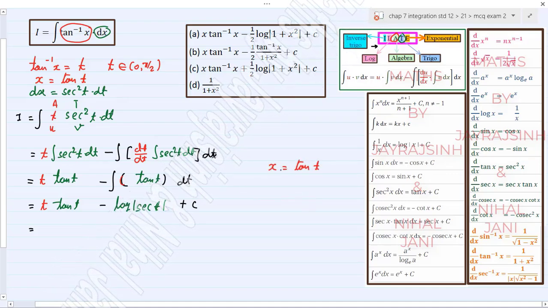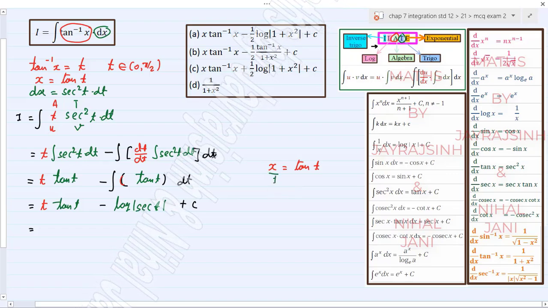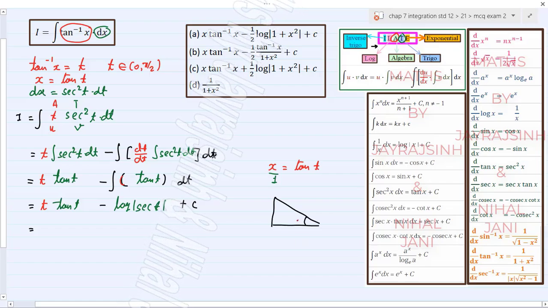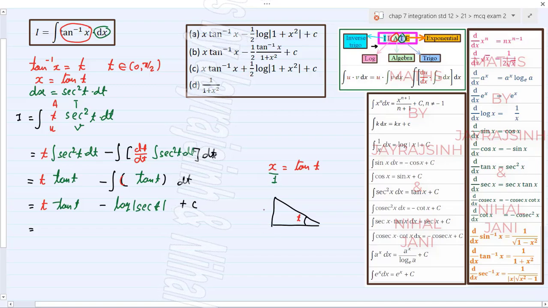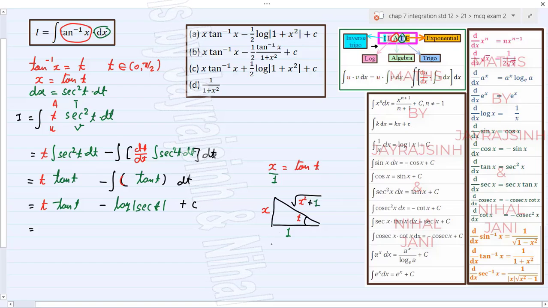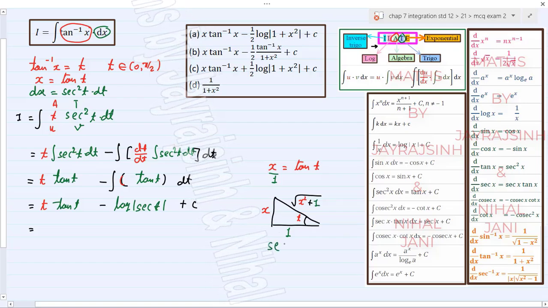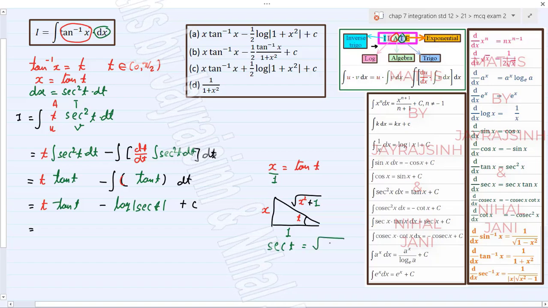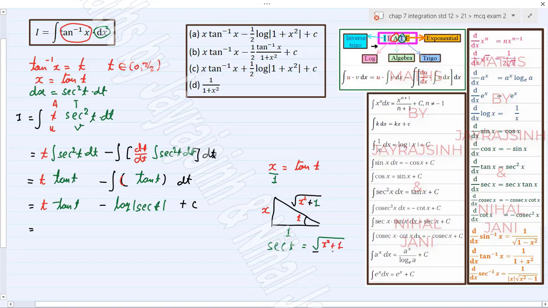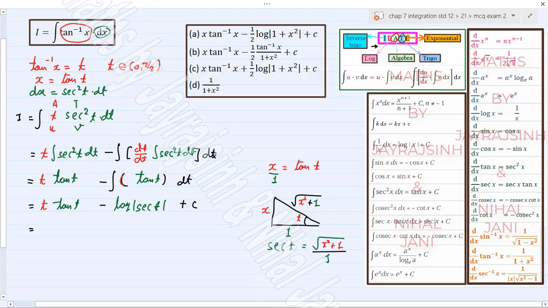Our tan t is equal to x, or we can say x by 1. So let's use trigonometry. Let's assume this is your angle t. Now as we know, tan t is opposite upon adjacent. So this will be your opposite side and this will be your adjacent side. So the hypotenuse must be under root of x square plus 1 square, say 1. So we can get the value of sec t as hypotenuse, which is under root of x square plus 1, upon adjacent, which is 1.